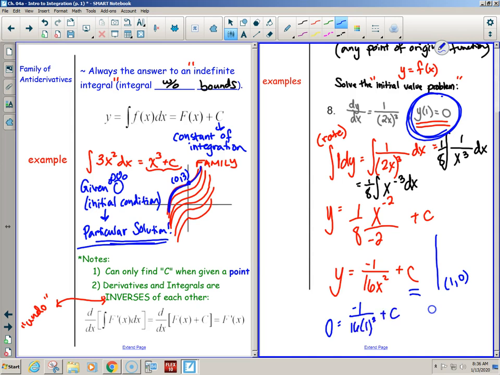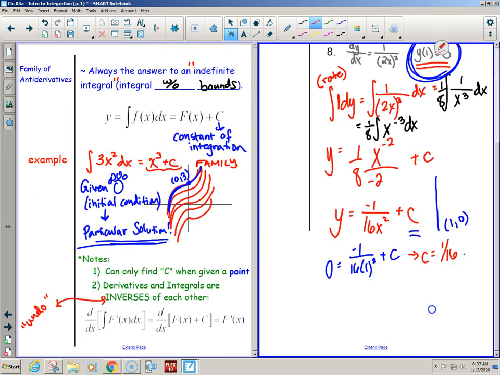PEMDAS would tell me to do exponents first, right? Yep. 1. Then multiplication, 16. So negative 1/16 plus c is 0. Isn't c positive 1/16 when you solve? So what is my final solution? Y is equal to negative 1/16 1 over x squared minus 1. Ooh, I was messy. Technically it'd be negative 1 over 16 x squared plus 1 over 16.